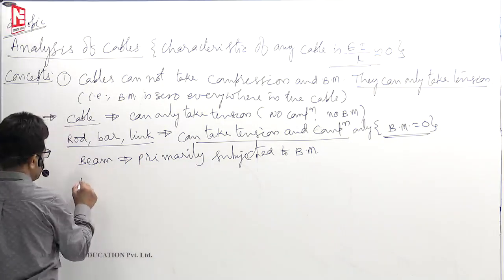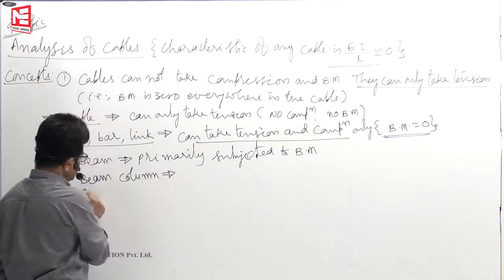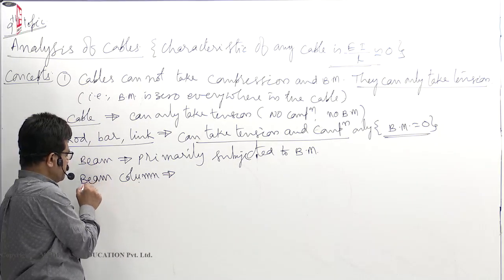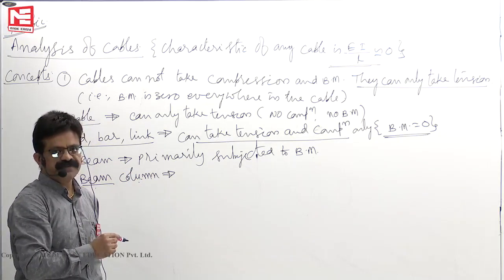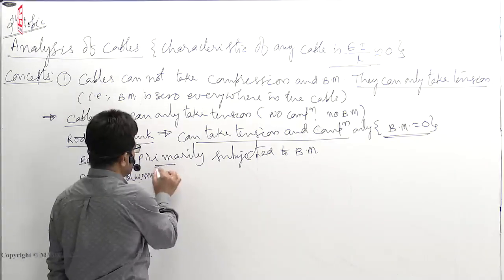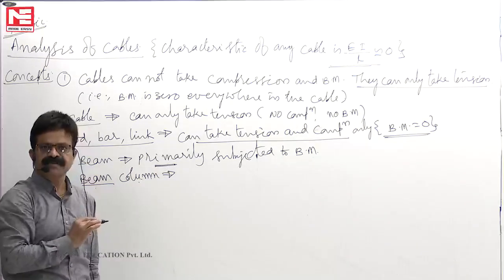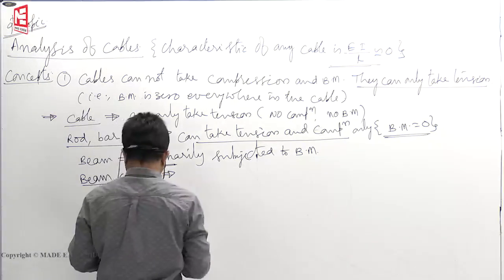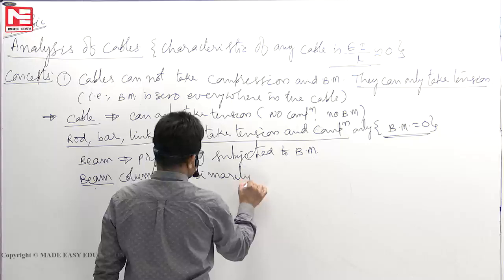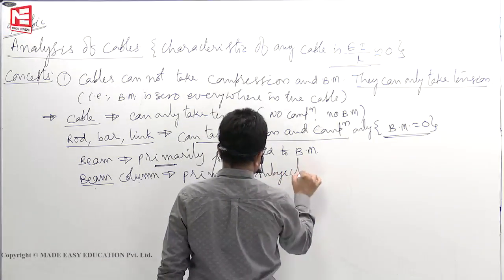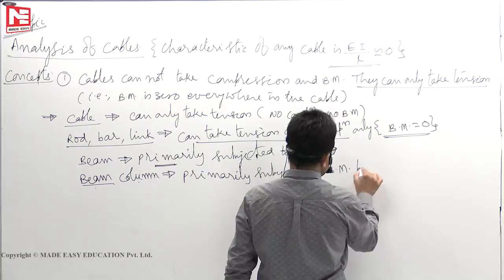So when we use the word beam column, the first word is beam, the next word is column. That means there is primarily bending moment, but there will exist compression also, which cannot be neglected. Here, if compression you can neglect, then we call it a beam. If you cannot neglect it, it becomes a beam column.